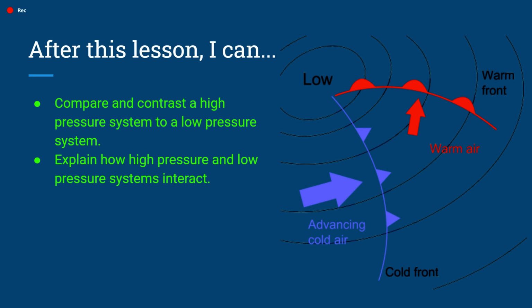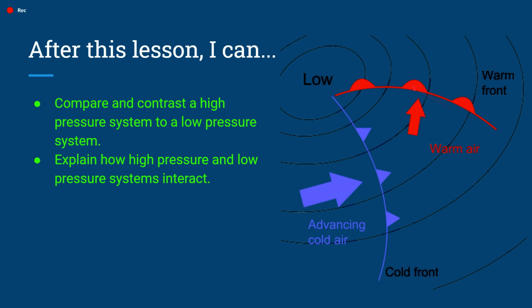After this lesson, I'm hoping that you'll be able to compare and contrast a high pressure system to a low pressure system. And I'm also hoping that you'll be able to explain how high pressure and low pressure systems interact. So the interactions have a big role in how our weather is produced across the United States and across the world. So we're going to compare and contrast the two different types of systems and explain their interactions.